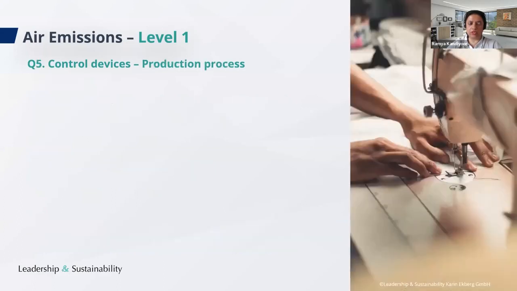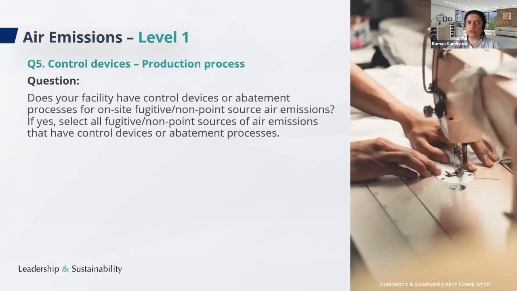So this is with regard to your question 4, and let's come to question 5, which is control devices for your production processes. Here the question is, does your facility have control devices or abatement processes for on-site fugitive or non-point source air emissions? And if yes, select all fugitive or non-point source air emissions that have control devices or abatement processes. This primarily applies to all of your operation processes. You should not include your utilities or your point source or stack emissions here.